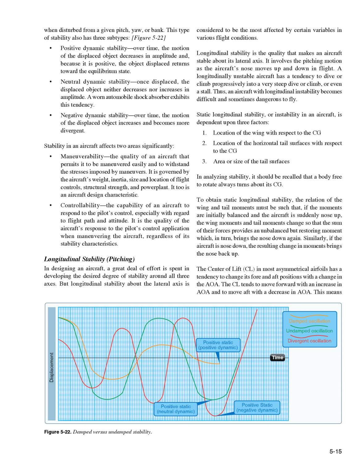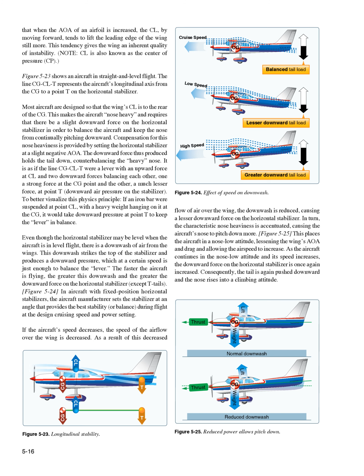The center of lift, CL, in most asymmetrical airfoils has a tendency to change its fore and aft positions with a change in the AOA. The CL tends to move forward with an increase in AOA and to move aft with a decrease in AOA. This means that when the AOA of an airfoil is increased, the CL, by moving forward, tends to lift the leading edge of the wing still more. This tendency gives the wing an inherent quality of instability. Note, CL is also known as the center of pressure (CP).